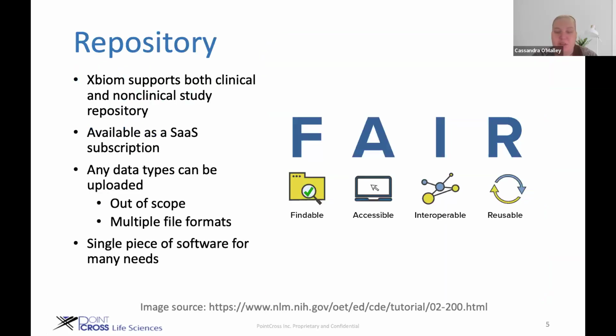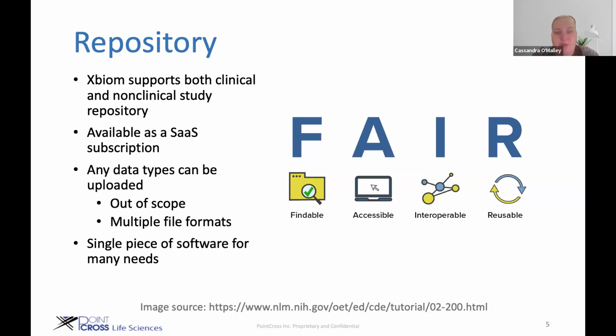Today, I'm going to start with the need for a repository and what the Xbiome system can provide for your organization's needs. As a background, Xbiome can be used for both non-clinical and clinical studies. It is available as a SaaS subscription. The repository that Xbiome creates is not limited to Send datasets, but can contain any type of electronic data. This will include, but is not limited to, the Send datasets, study reports, tables and figures, and raw data.